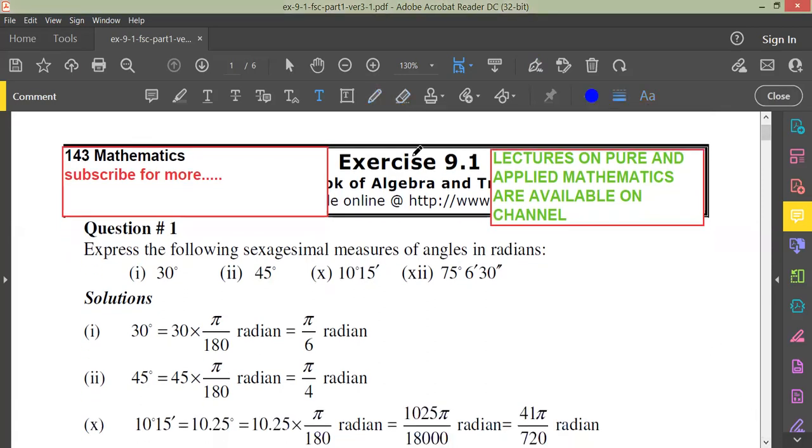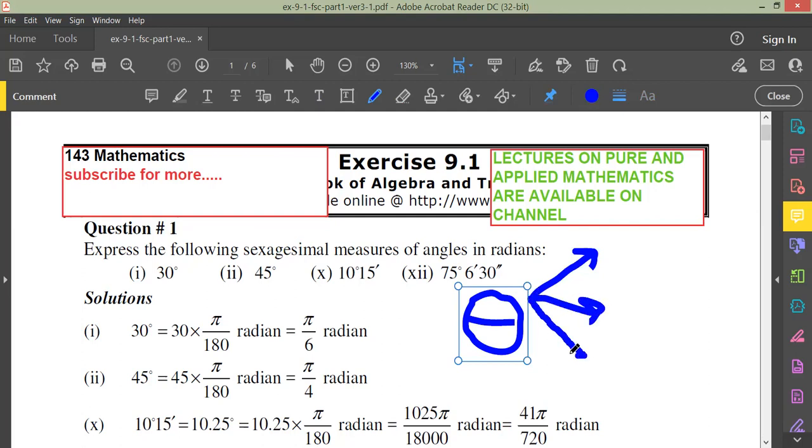We can write it as about angle. If we show an angle by theta, there are three units of angle. First one is radian, second one is degree, and third one is revolution. So here in 9.1 we will discuss radian and degree.